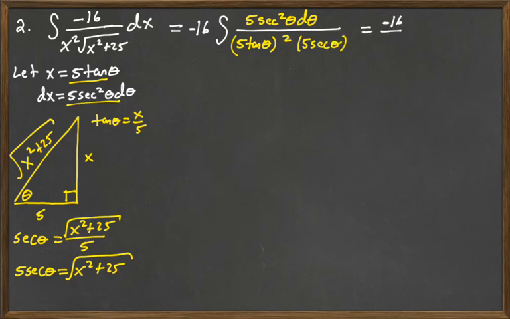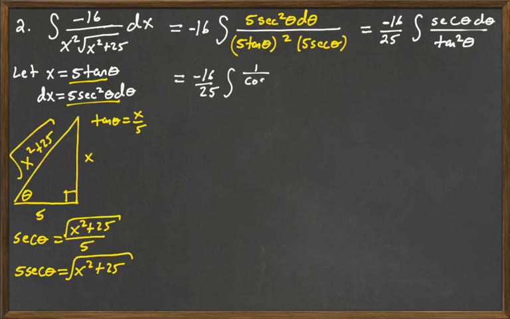Alright, so we have negative 16, let's see, we got 5 on top, and then we have 5 squared times 5 in the denominator, so we got a 5 absorbing, and so we still have 5 times 5 or 25 in the denominator. And we have secant to the first power, I believe, because we have a factor of secant in the numerator and denominator, and then d theta all over the tangent squared of theta. It's going to be negative 16 over 25.